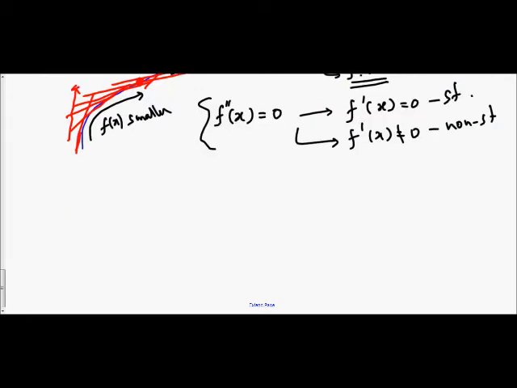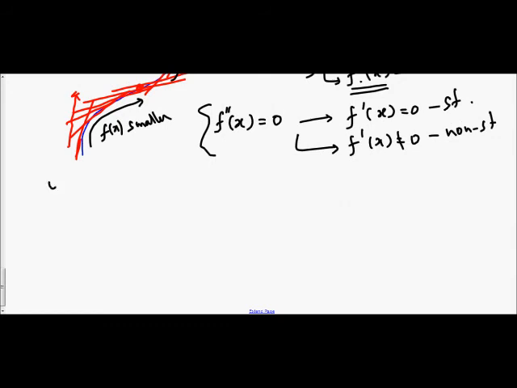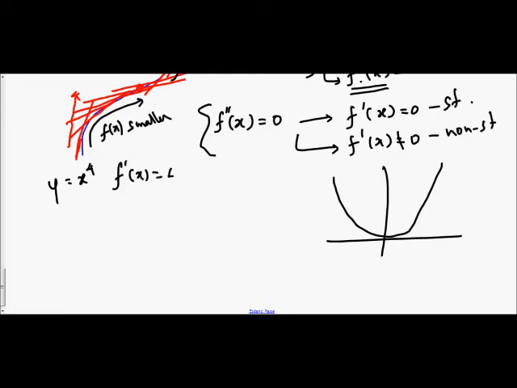For example, if you have y equal to x to the power of 4 and the curve looks like this, there is no point of inflection. But when you use this, f double dash x equal to 12x squared equal to 0 gives you x equal to 0.